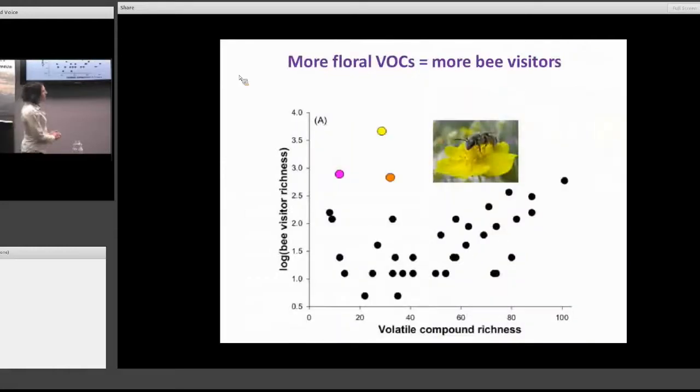And so far, we found this interesting relationship where each of these dots is a different plant species. The greater number of different compounds that are present in the smell, so a more complex floral bouquet, so to speak, gets visited by a lot more bee species, except for these three colored dots here, which are three really common flowering plants in this system: Potentilla, Arnica, and Geranium. So we're interested to see if the abundances of these plants are really driving some of these patterns, as well as their volatiles.